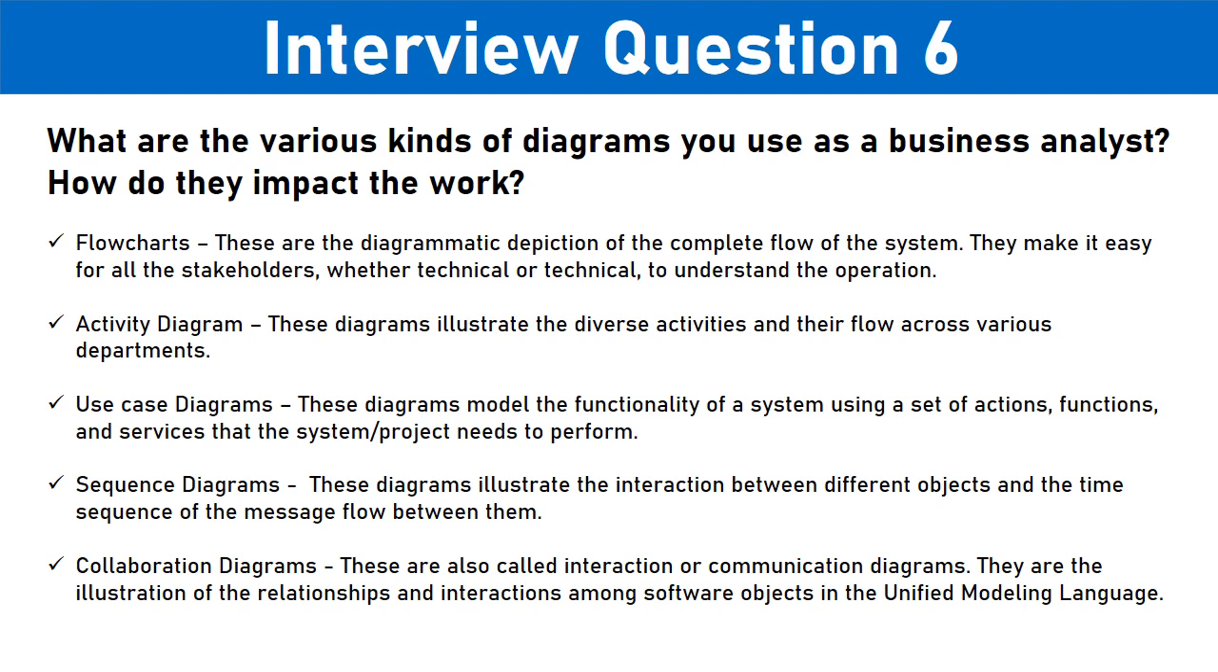Activity diagram. These diagrams illustrate the diverse activities and their flow across various departments. Use case diagrams. These diagrams model the functionality of a system using a set of actions, functions, and services that the system or project needs to perform. Sequence diagrams. These diagrams illustrate the interaction between different objects and the time sequence of the message flow between them.